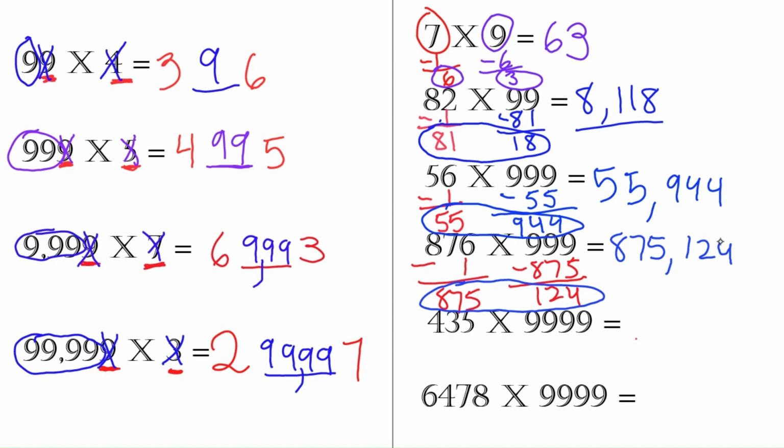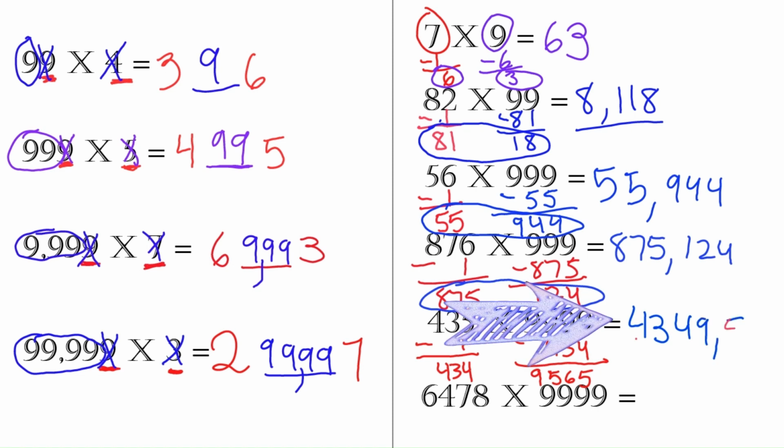Moving to 435 times 9,999. We're minusing 435 by 1, so it'd be 434. Then we're minusing 9,999 by 434. That equals 9,565. Once those two numbers are combined, it equals 4,349,565. And now the last problem.